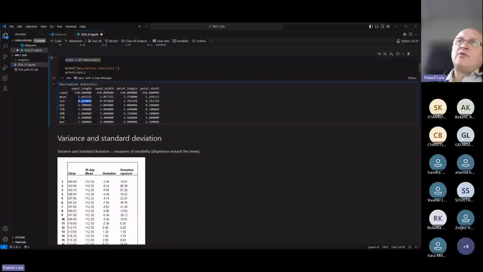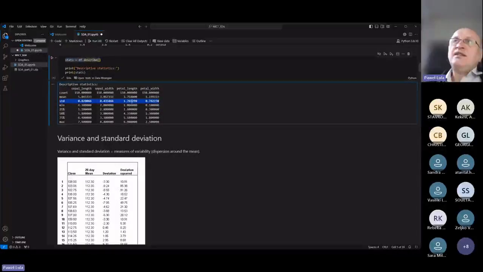And this information about standard deviation we can find here in this row, in this line. So we see that these values are different for our variables. Very often, variance or standard deviation value is used as a measure of the amount of information which we have in a given variable. So it is the information amount in a variable.